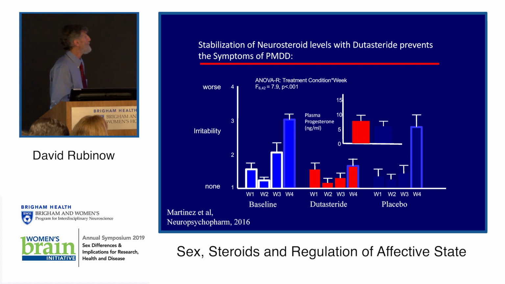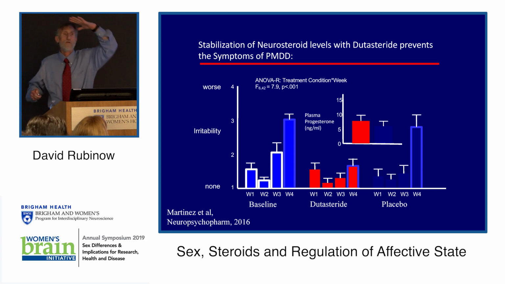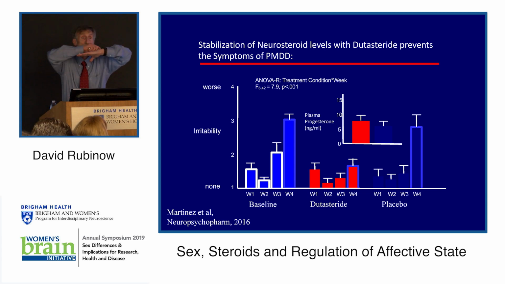And so Pedro Martinez, working with Peter and me, developed this study using an alpha-5 reductase inhibitor called dutasteride that prevents the formation of allopregnanolone. And what you see is that these are the baseline profile of symptoms. This is what it looks like on placebo. And you see that the symptoms were quite dramatically reduced in those women who never showed the increase in allopregnanolone that ordinarily occurs following ovulation.